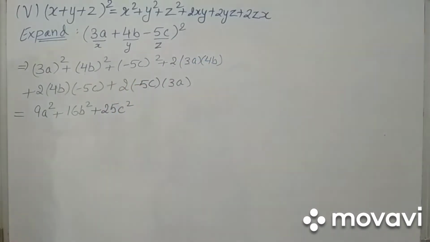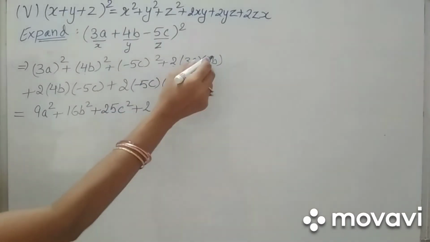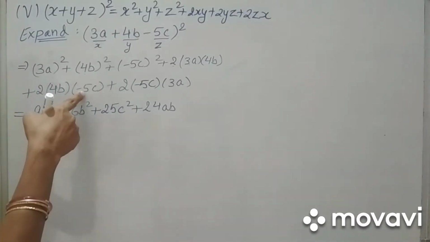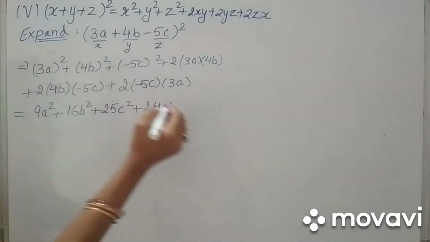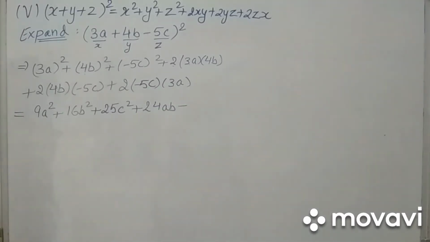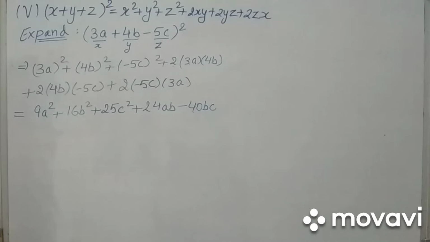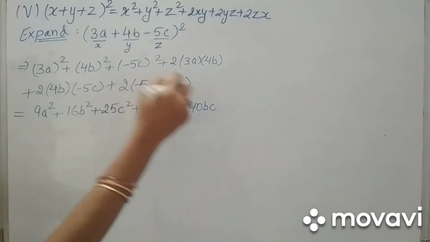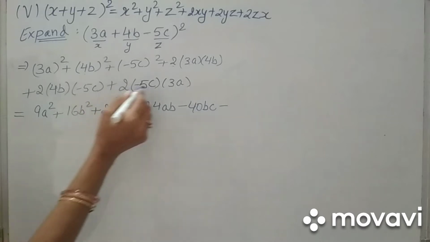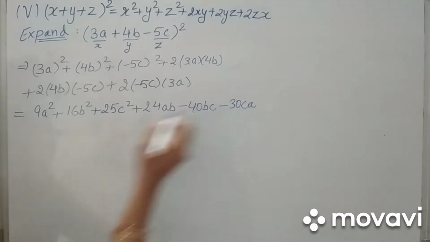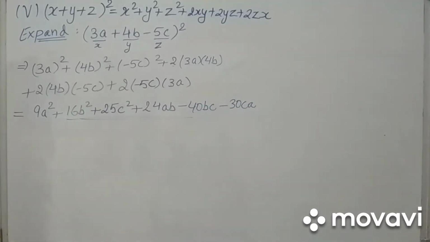Now 6 4s are 24 and no minus sign is there, so plus 24ab. Next, only one minus sign is there, so my answer will be minus. 5 4s are 20, 20 into 2, so minus 40bc. Same way here, only one minus sign, so minus. 2 5s are 10, 10 3s are 30, so minus 30ca. This is the expanded form using this identity.